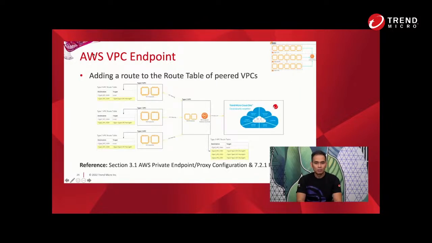Some of the things you need to ensure: you need to ensure that your routing table is configured according to what is shown here in these slides. One of the important things that you need to take note of is to ensure that the destinations are filled up with the required peering ID. This is to ensure smooth routing between the VPCs.